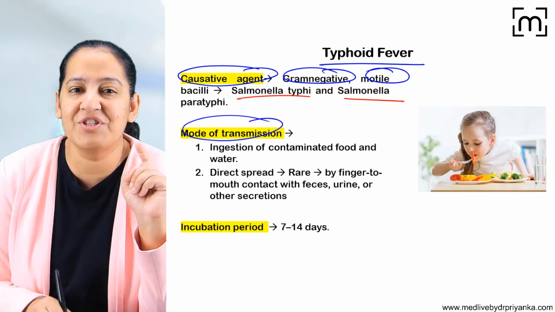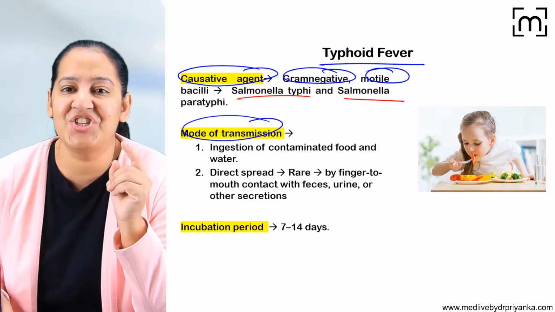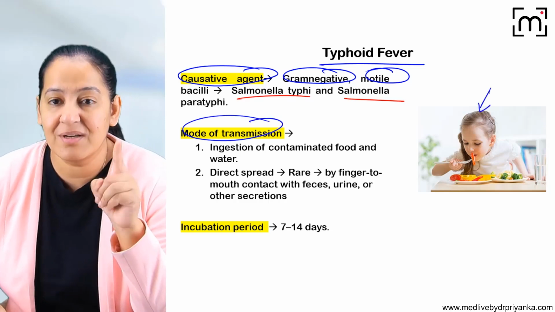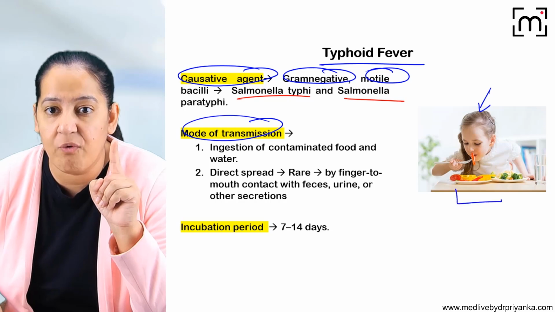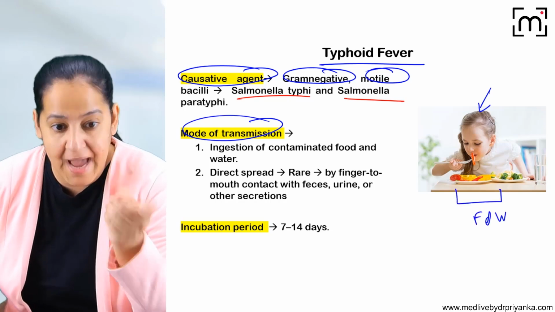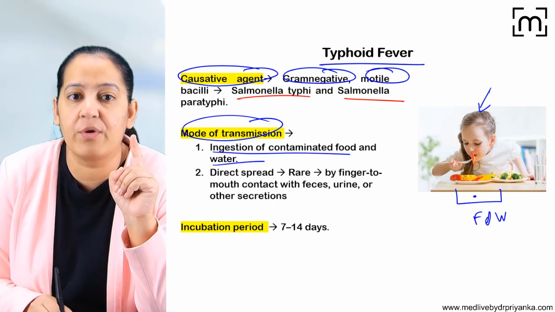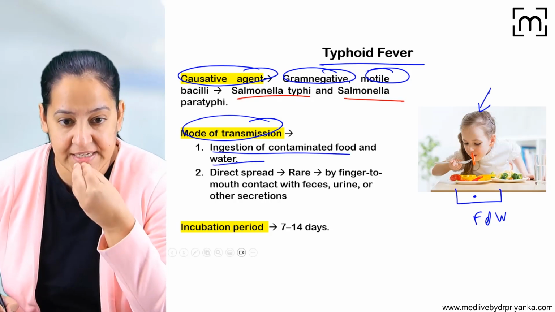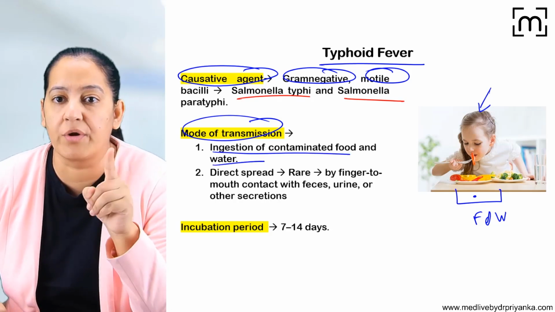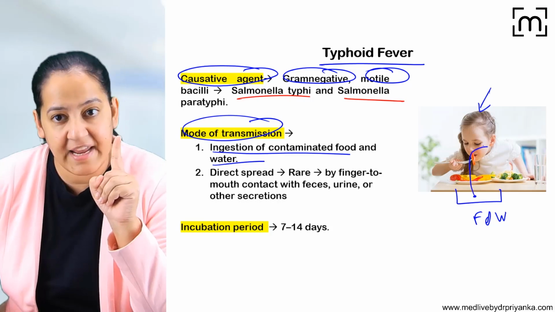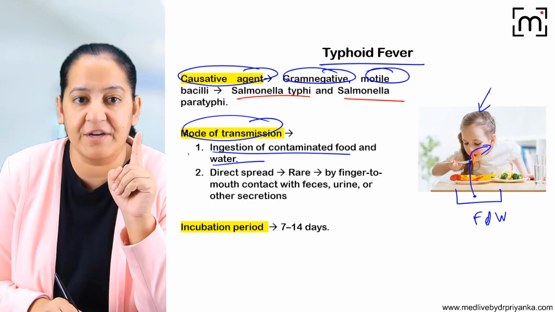What's the mode of transmission? Mode of transmission is ingestion. Can you see this girl? The girl is eating food and water that is contaminated with Salmonella typhi. So the person is eating the contaminated food, contaminated water, and getting infection. So ingestion of contaminated food and water.